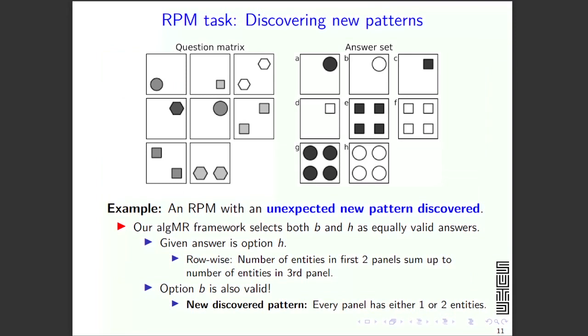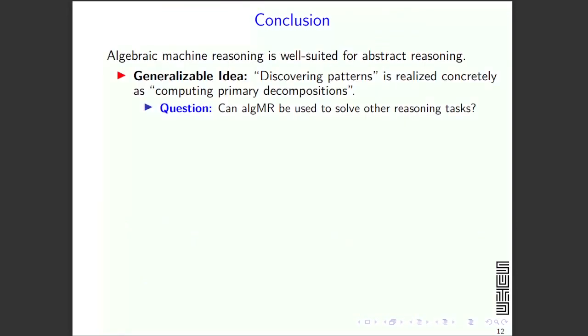When we look at the failure cases, other than ambiguous RPMs with accidental multiple correct answers, we found that our framework would discover unexpected new patterns. For example, here's a newly discovered pattern. With this new pattern, our framework concludes correctly that both B and H are equally valid answers for this RPM. Now, the discovery of new unexpected patterns is our strongest evidence that this idea of reasoning by computing primary decompositions is generalizable. Could we use the same algebraic approach for other reasoning tasks?